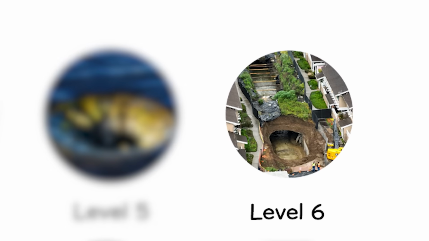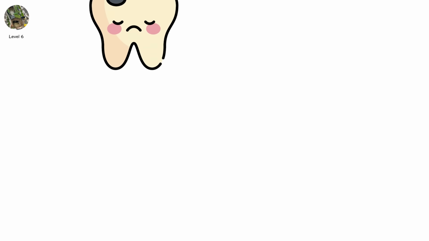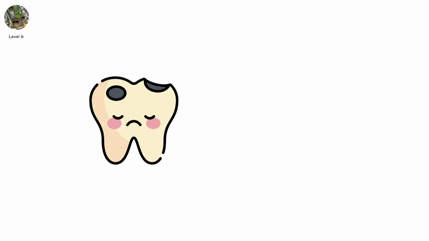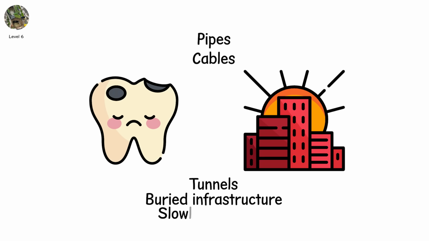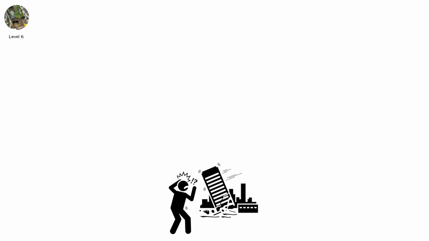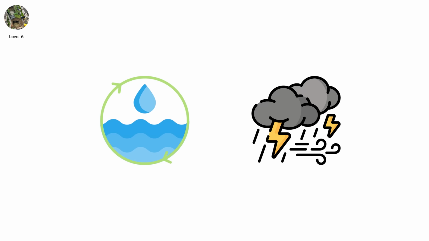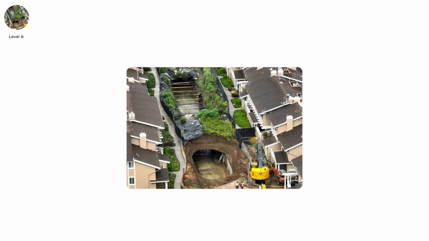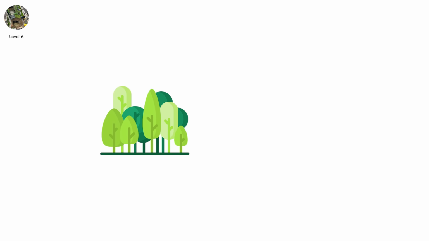Level 6. One sinkhole opens, then another, then another. It's not just one cavity, it's a network, an urban web of pipes, cables, tunnels, and buried infrastructure, slowly unraveling. When one section collapses, it weakens the adjacent areas. Underground water mains burst, storm drains fail, and suddenly, a street becomes a chain reaction of collapse. This is an urban sinkhole chain, a cascade of engineered instability, not caused by natural rock, but by human systems that fail in sequence.